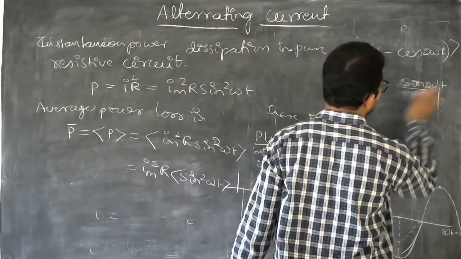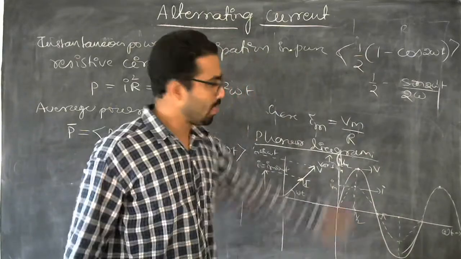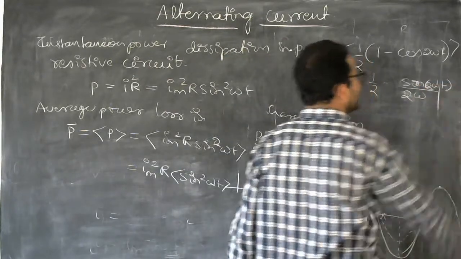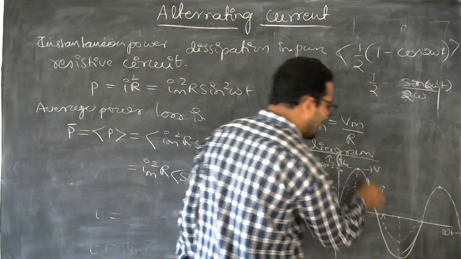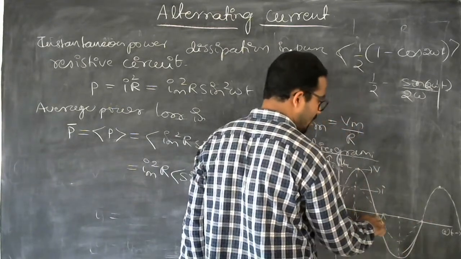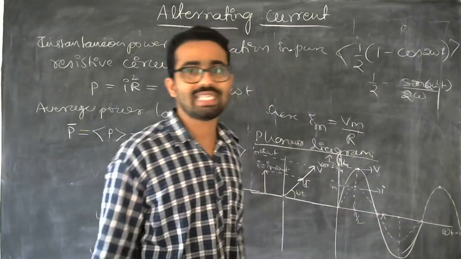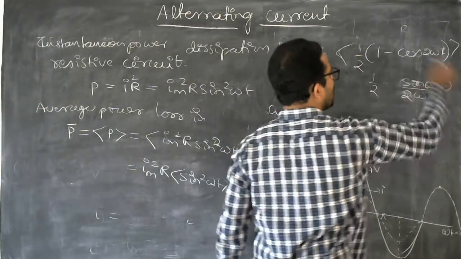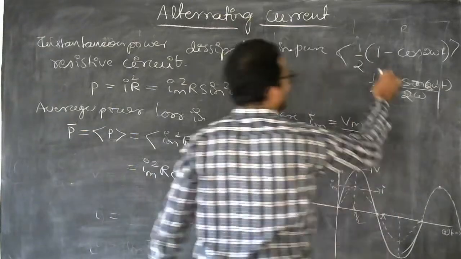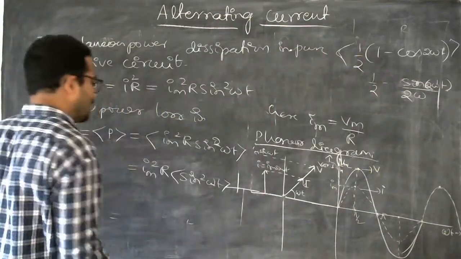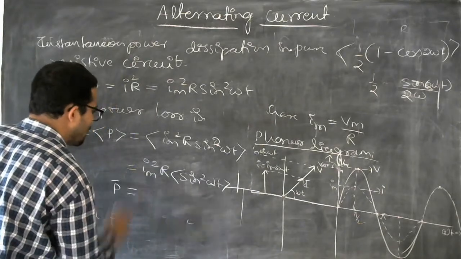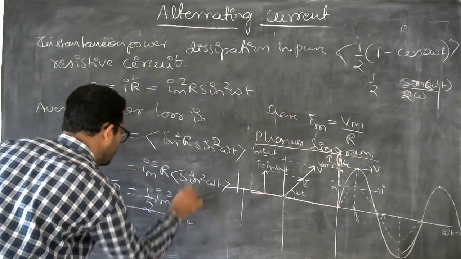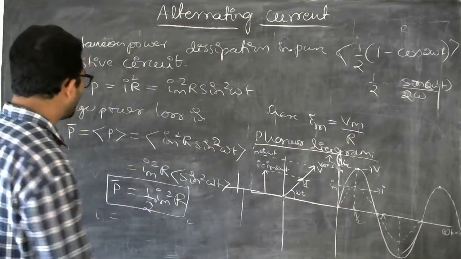Sorry, what you can write is 2 omega itself. So sin 2 omega t divided by 2. Now 2 omega t means it is an angle. If you take the complete cycle, what is the angle here? It is 2 pi, which means 360 degrees. Sin 360 degrees is equal to 0. This whole term goes out. So what you can write is P is equal to half into Im square R. This is the equation for average power over one complete cycle.